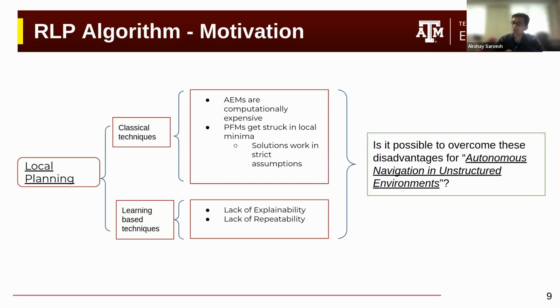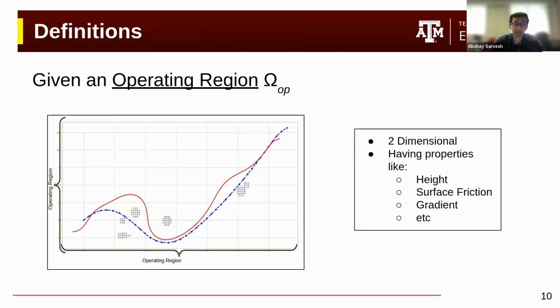The question that we asked ourselves was, is it possible to overcome the disadvantages for navigating in unstructured terrains? That's what motivated us to get started with the reshaping local path planner. Before getting into the heart of the algorithm, I want to define a couple of attributes. We have an operating region that we call omega OP. The operating region is two-dimensional. It has properties like height, surface friction, gradient, you name it, whatever it is.